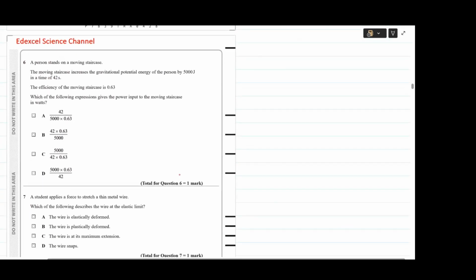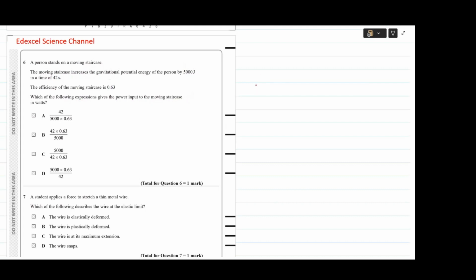Question number 6. A person stands on a moving staircase. The moving staircase increases the gravitational potential energy of the person by 5,000 joules in a time of 42 seconds. The efficiency of the moving staircase is 0.6. Which one of the following expressions gives the power input of the moving staircase in watts?